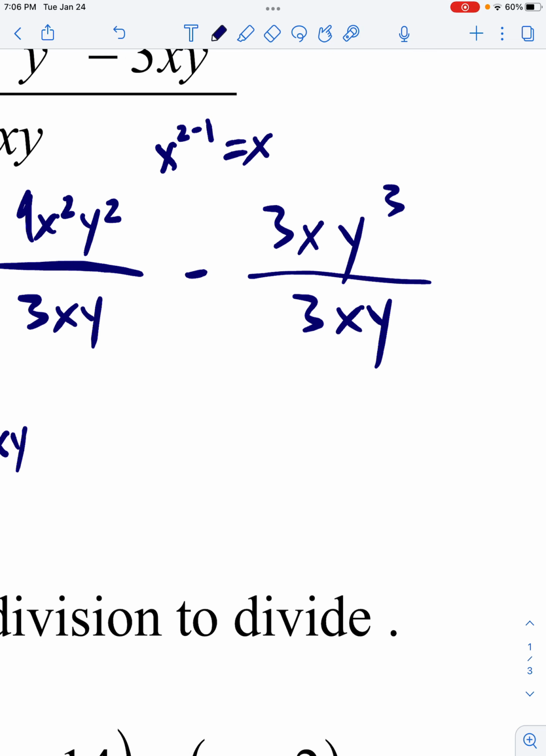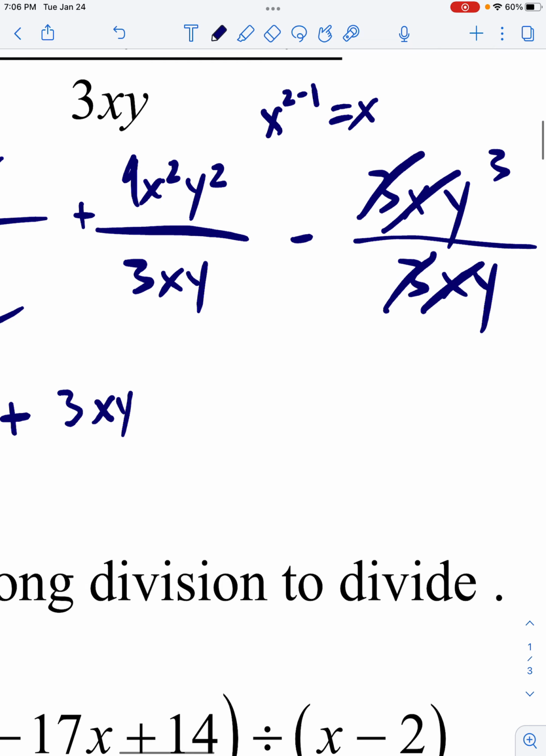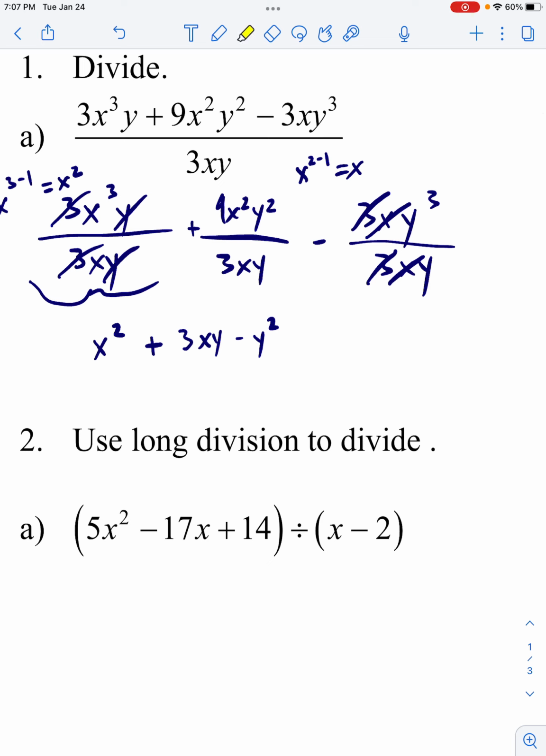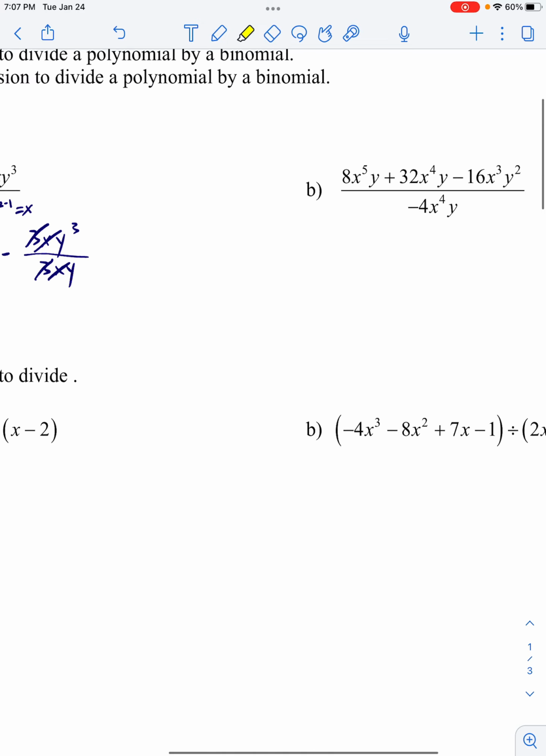Over here, the 3's are going to cancel. The x's are going to cancel. And then y cubed over y is going to be y squared. So we're just going to be left with a minus y squared. That's all we're left with, okay? So that's the solution to that first problem. So you just split apart the numerator and then simplify your terms. Start canceling stuff off. Subtract exponents from each other, okay?